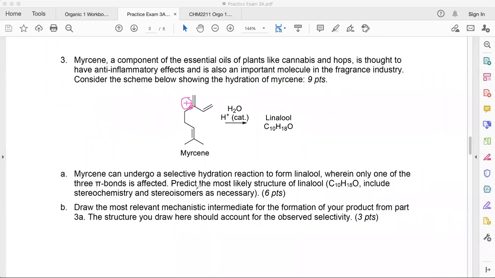And then part A is just drawing the products there. So A would just be drawing the alcohol added in here, okay? So this isn't hard. It's a different molecule, it looks funky, but you know how to do this, okay? Let's see if there's anything else I wanted to talk about.